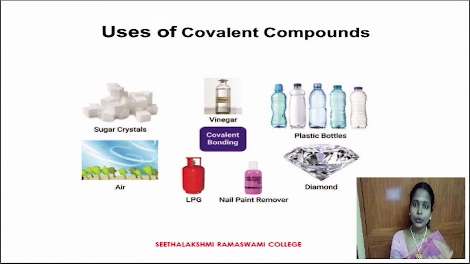Talking about the uses of covalent compounds, they are found in sugar crystals and vinegar, and then the air, which is composed of a variety of gases like carbon dioxide, sulfur dioxide, etc. And then we have the LPG, which is composed of butane, propane, etc. And the nail polish remover, which contains acetone. Diamond also has covalent bonding present in it, and so do the plastic bottles we come across. So there is a wide variety of applications and uses for covalent compounds.